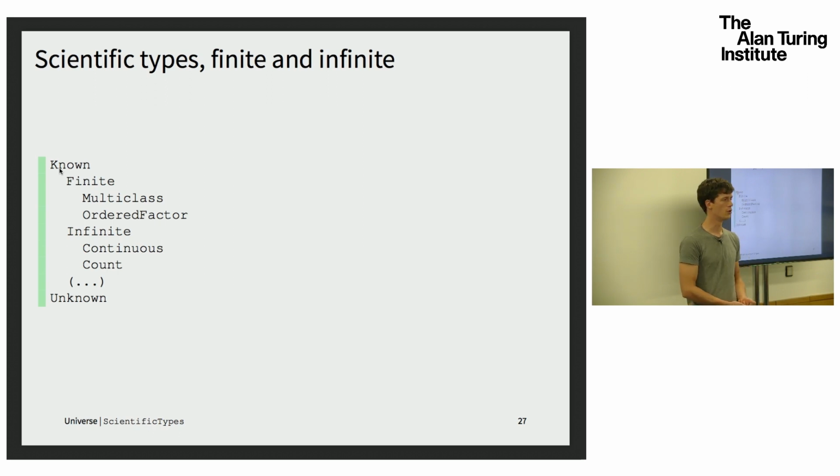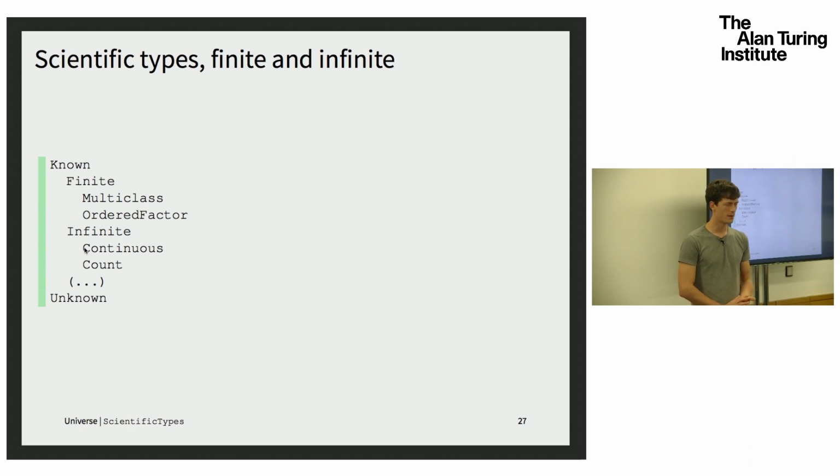So you have either known or unknown. Unknown means MLJ, or anything else that calls ScientificTypes, won't know what that specific variable is. Usually you don't want that. In the known type, you'll have either finite or infinite. In the finite, you have multi-class or ordered factor. For ordered factor, for instance, if you have reviews with 1, 2, 3, then 3 is larger than 1, whereas for multi-class there is no ordering. And in infinite, whether it's a continuous value or a count.